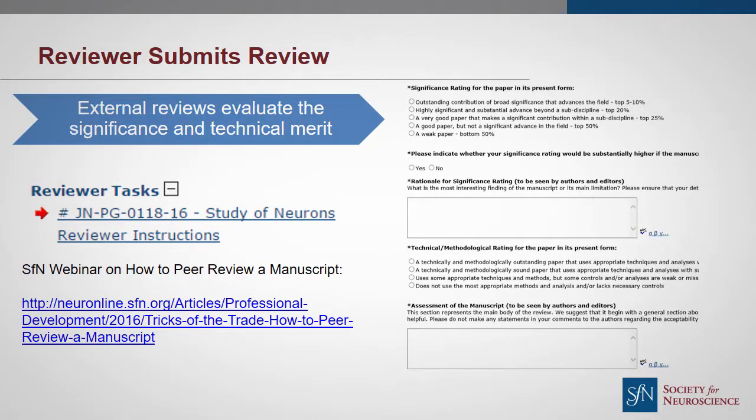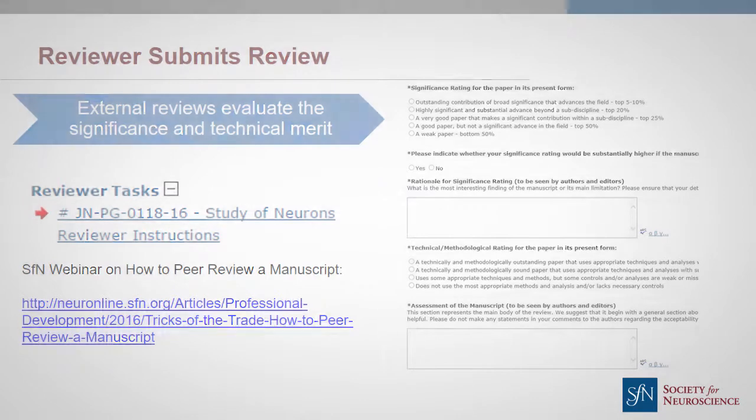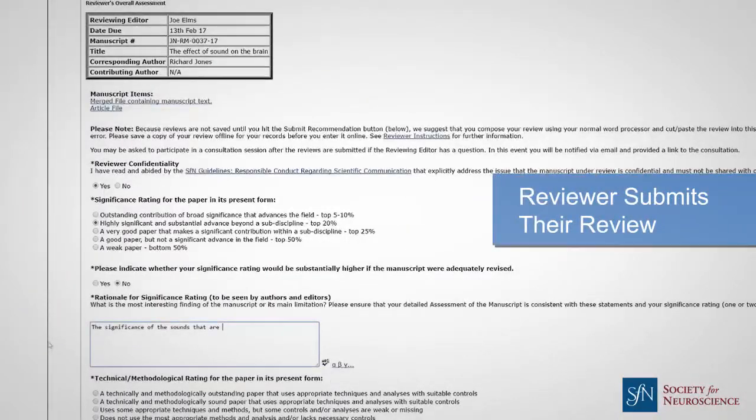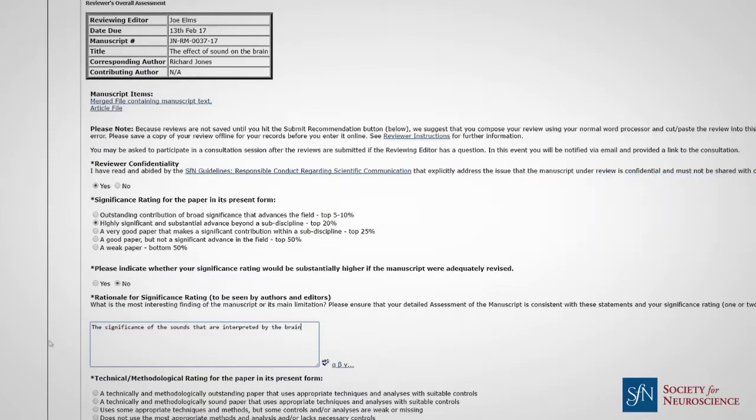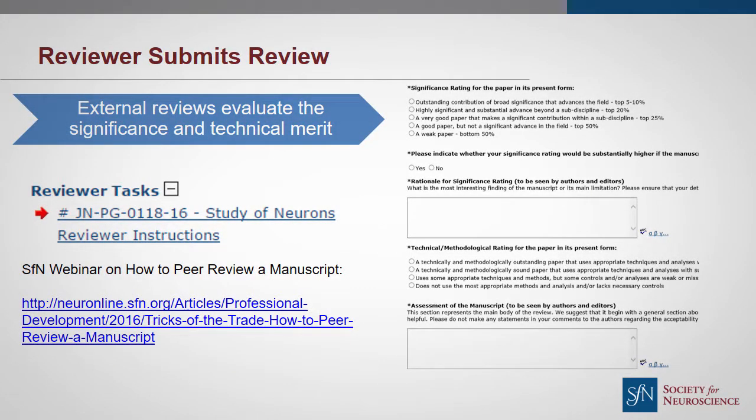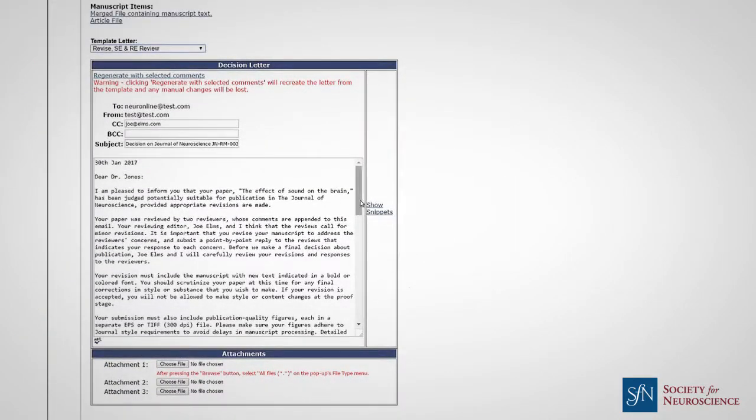Each reviewer assigns separate ratings for the significance and technical or methodological strengths of the manuscript. Both ratings are important in the overall review of the paper and are taken into account by the editors. When reviews are complete, the reviewing editor reads through each review and forms an opinion about the strengths and weaknesses of the manuscript.